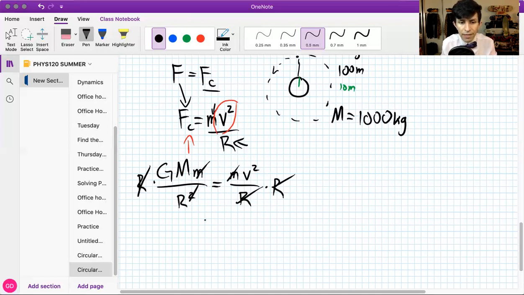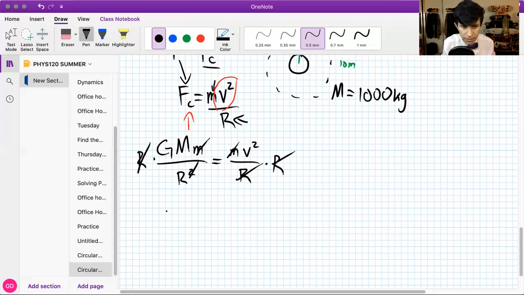And what you have left over, if we just write down what we have left over, is this G, it's a constant. Constant means it's a value that is given, that is known. It doesn't change, doesn't matter the situation. We have the mass. The mass changes depending on what object you're orbiting. So that's why it's a variable. Divided by R, and that's equal to V squared.